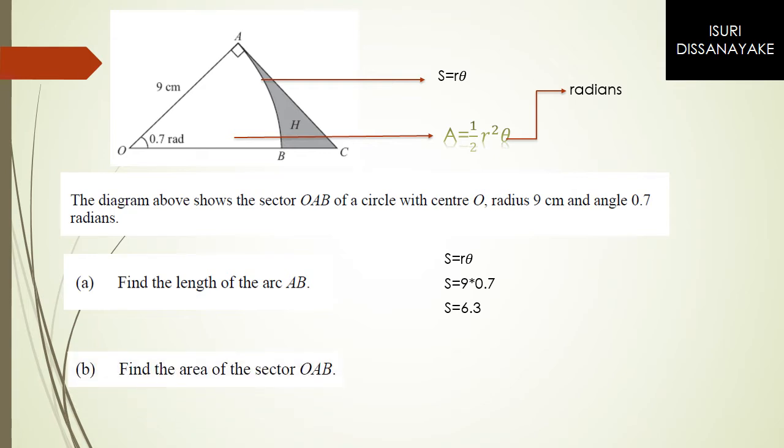Find the area of the sector OAB. So we are going to find the area of the sector O, A and B. So we want to find the area of this sector, and I have labeled it. You're going to find the area of the sector using the formula A equals half r squared theta. So theta is 0.7 rads. Half into 9 squared into 0.7 is 28.35 square centimeters.